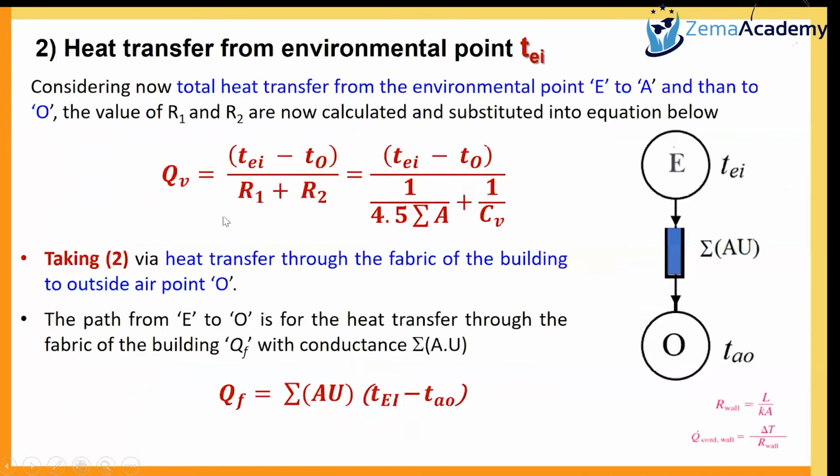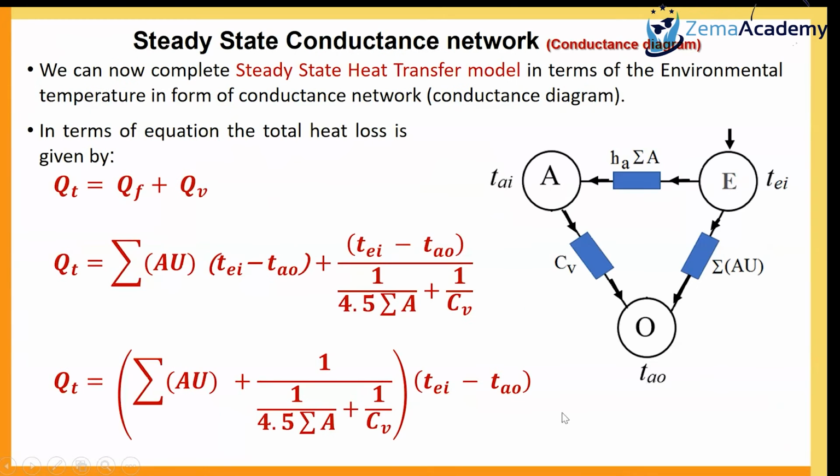Now, because we have come up with the ventilation part of the heat loss, and we have also calculated the fabric term of heat loss, the next step is to combine both these heat losses, because the total heat loss is fabric heat loss plus ventilation heat loss. I have added the two equations. So on this slide, you can see the steady state conductance diagram. This diagram is called the steady state conductance diagram, and I have joined in all the elements.